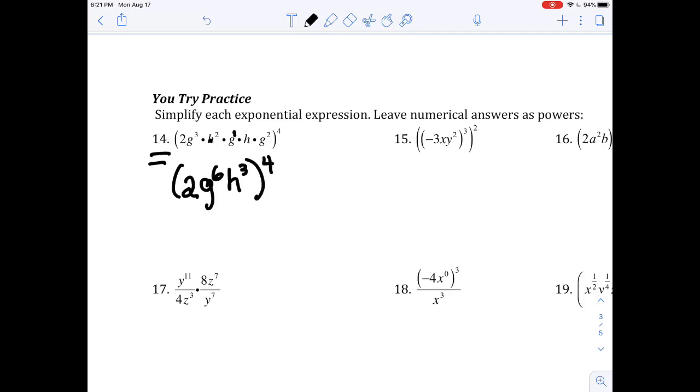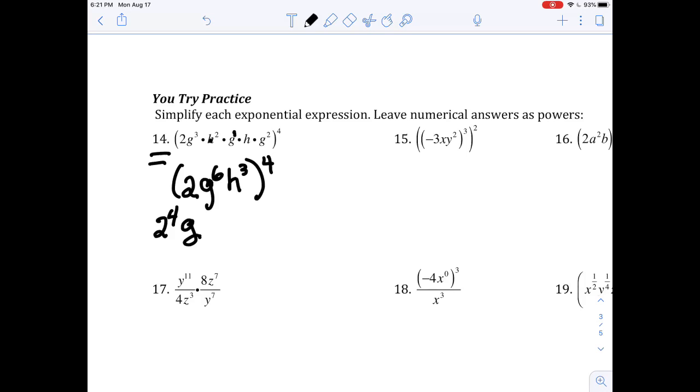And we're raising that to the 4th power. So now remember that this entire term gets raised to the 4th power. So if you were going to expand it, you would write that base 4 times. So that means it's going to be 2 to the 4th, and then it's going to be g to the 6th raised to the 4th.